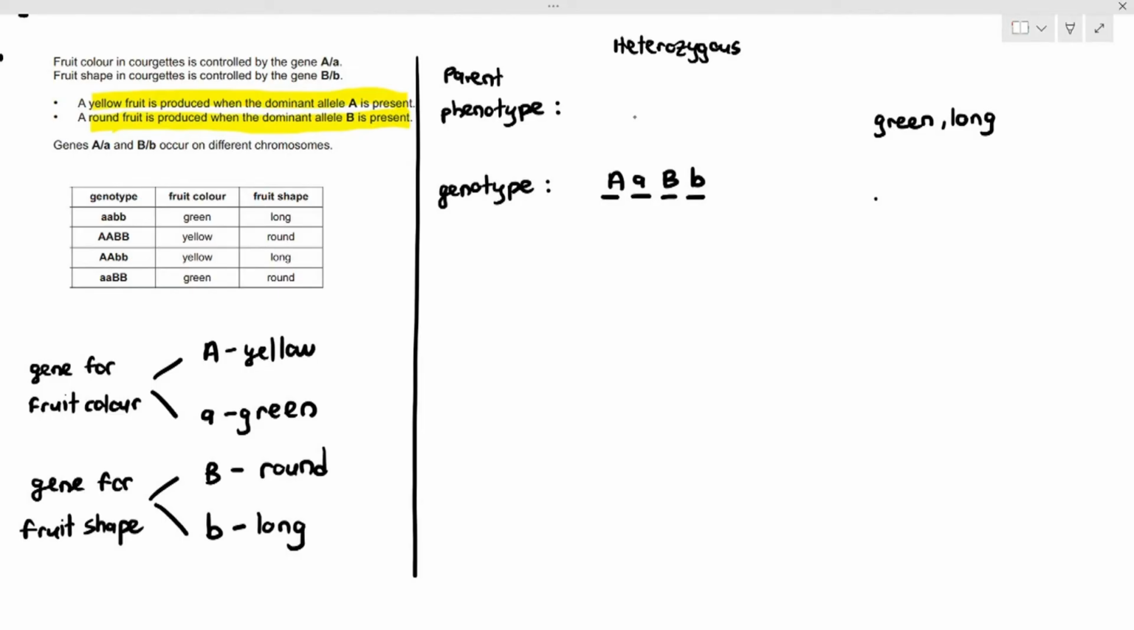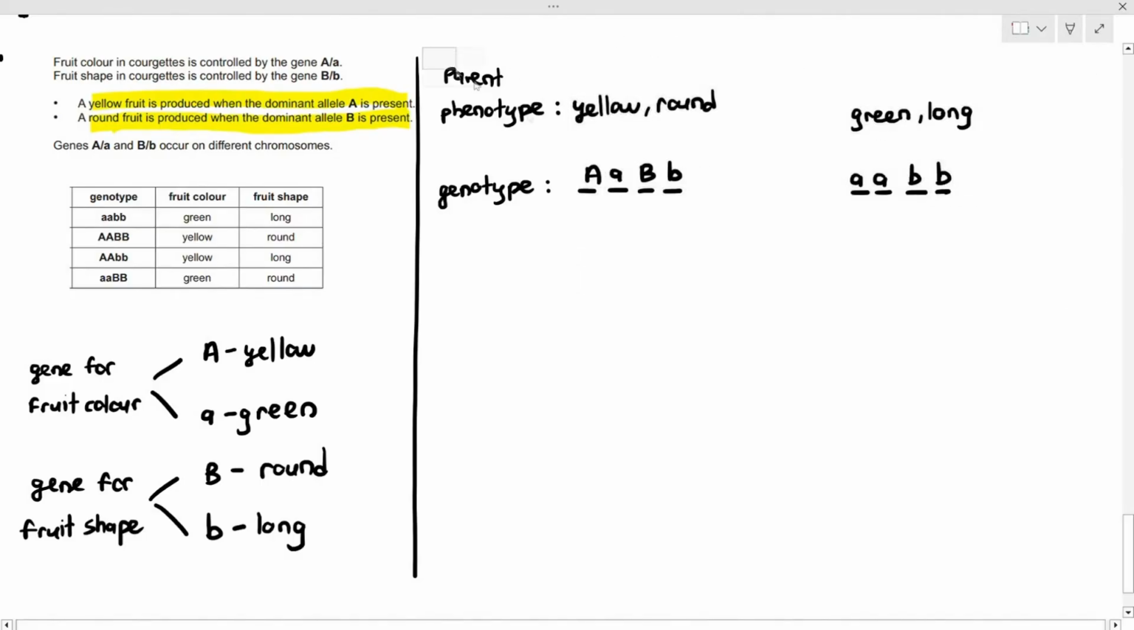Simple. And for the green long one, it can only be green and long because of the recessive alleles. Green, which is small a, long, which is small b. So sometimes you might have to piece out what the genotype is. And of course, the parent which is heterozygous is yellow and round because it has one large A and one large B allele.